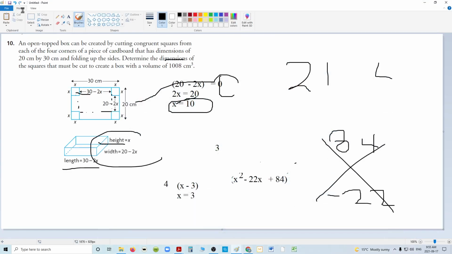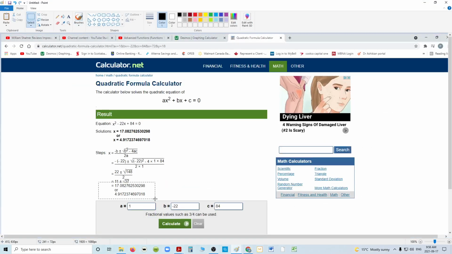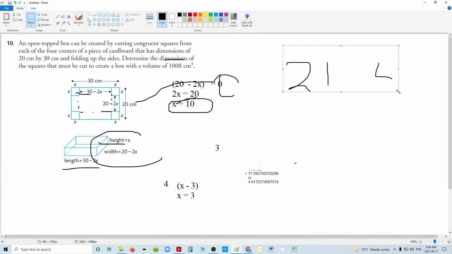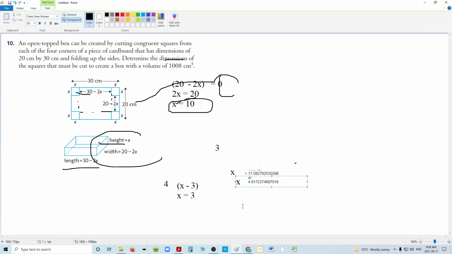Remember that the quadratic formula will calculate the roots themselves, so you don't have to, and it was indeed not factorable. So this tells me that x is equal to 17.008, or x is equal to that.